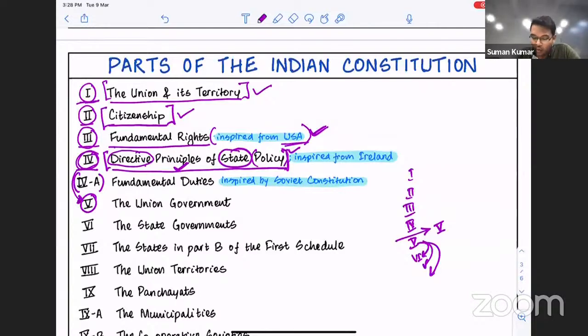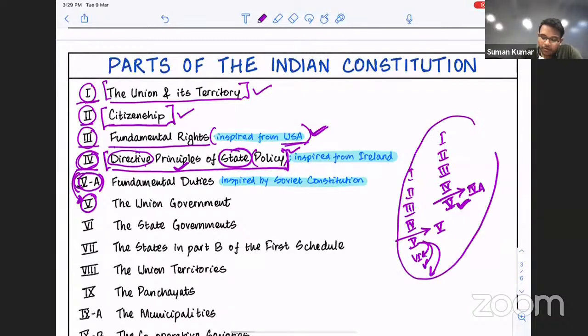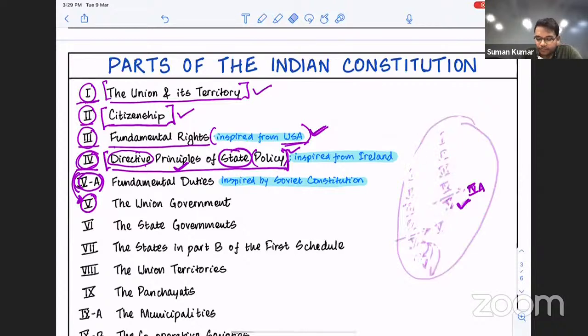Rather than doing that, what can be done is, you have 1, 2, 3, 4, 5, and so on. If you want to insert something between 4 and 5, you can insert it in the form of 4A. Then 4A gets inserted, but the old numbering continues. So we still have 5 in between. And this is exactly what happened in the case of our constitution. So here we see that there is a part called 4A. By this guiding principle, you can understand that 4A was definitely inserted later.